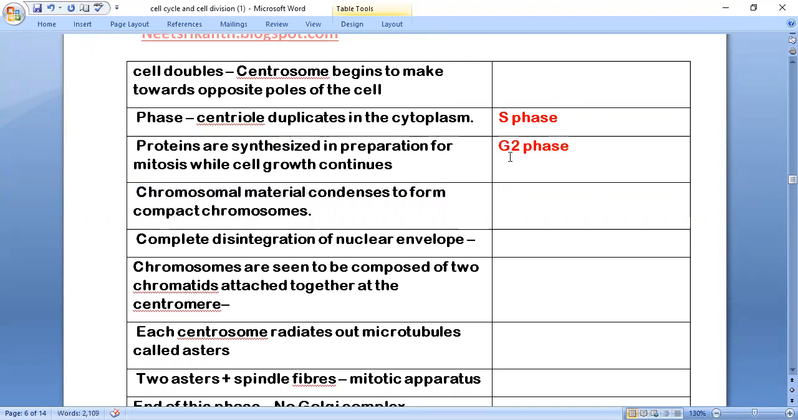G2 phase. Chromosomal material condenses to form compact chromosomes. Prophase: complete disintegration of the nuclear envelope. Metaphase: chromosomes are seen to be composed of two chromatids attached together at the centromere. Prophase: each centrosome radiates out microtubules called asters. Two asters plus spindle fibers form the mitotic apparatus.